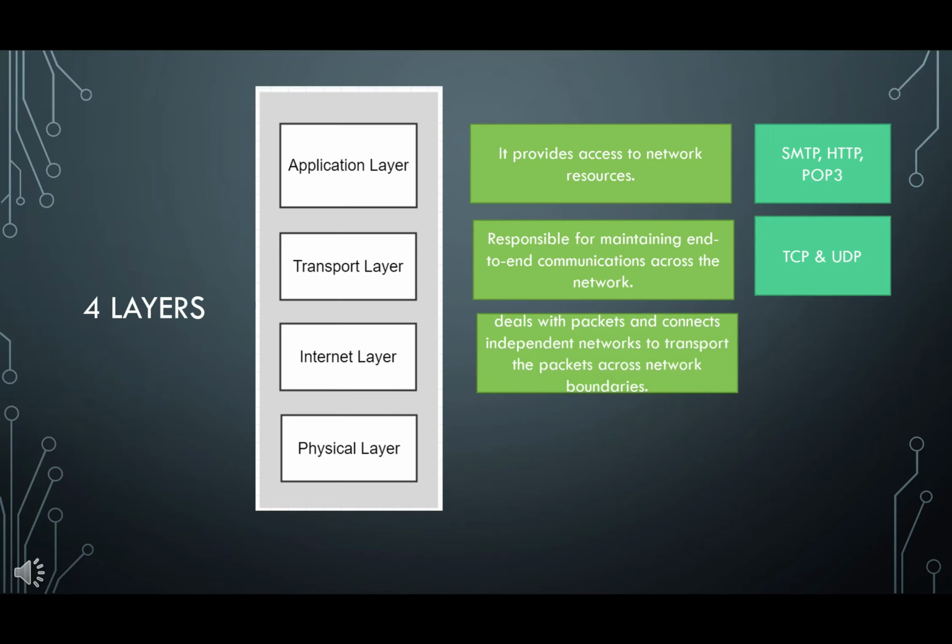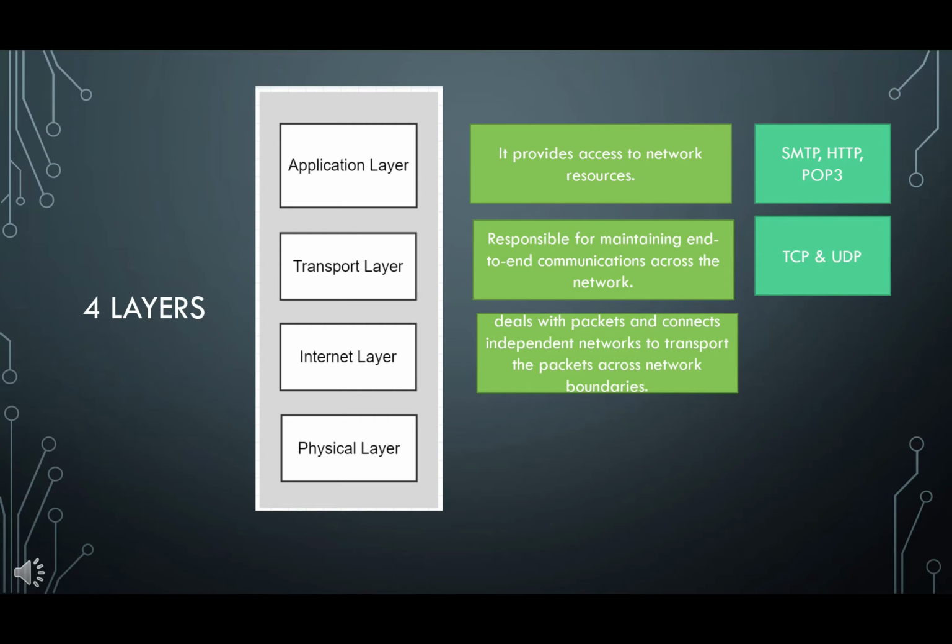The internet layer deals with packets and connects independent networks to transport packets across network boundaries, to move packets from source to destination and provide internetworking. This is called the internet layer. The internet layer is the second layer of the TCP/IP model. It's also known as the network layer. The main work of this layer is to send packets from any network and any computer until they reach the destination, irrespective of the route they take.